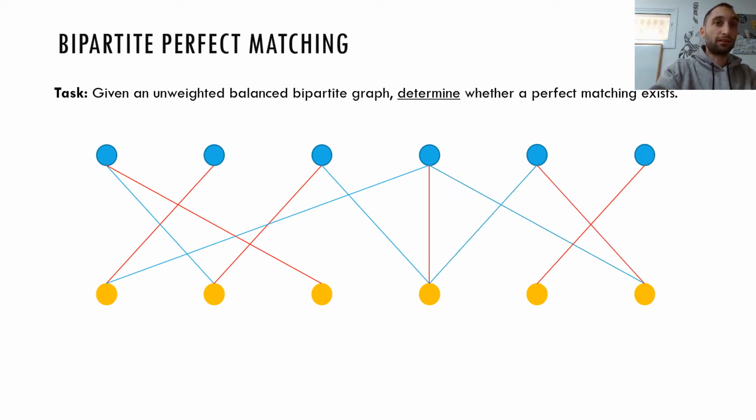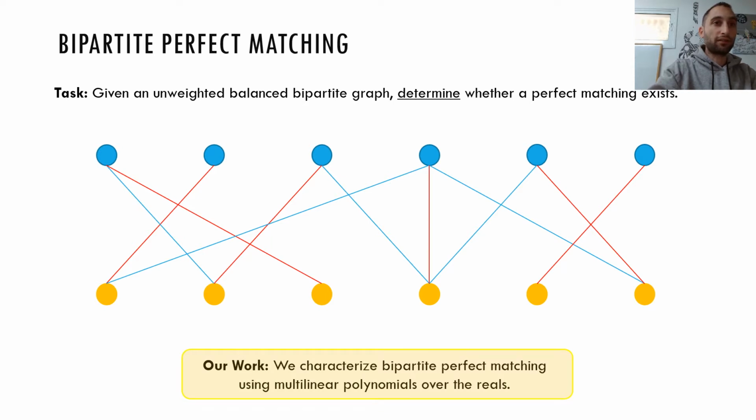This is a well-studied problem, and we have efficient algorithms, both deterministic and randomized, and streaming and parallel. In our work, we tackle this problem from a different perspective, an algebraic perspective, and we characterize the decision problem and its Boolean dual using multilinear polynomials over the reals. This allows us to deduce upper and lower bounds, and also come across some curious combinatorial oddities, which we'll discuss later.